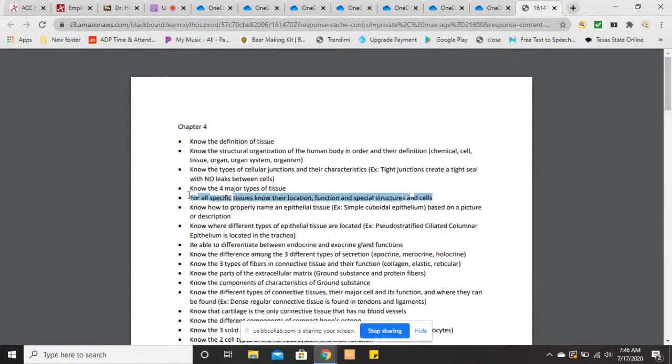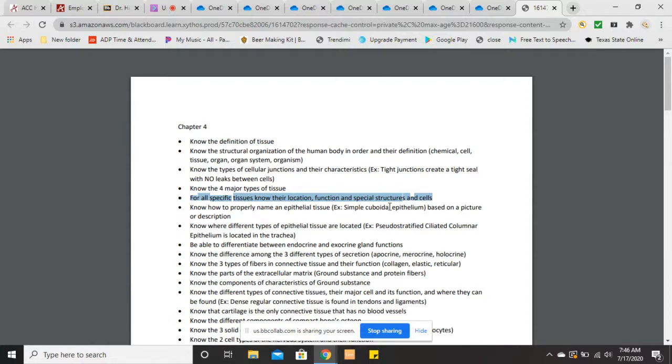But like usual, it helps if you focus your mind. For every single tissue that we go over in lecture, you have to know their location. Where do you find them? Their function. What does that tissue do, or what is it good at? And then what are some special structures of cells in the tissue? All these other bullet points are practically just rewording this one bullet point over and over again. And we did a lot of this for some tissues when we were doing lab. You're just doing that for every tissue.